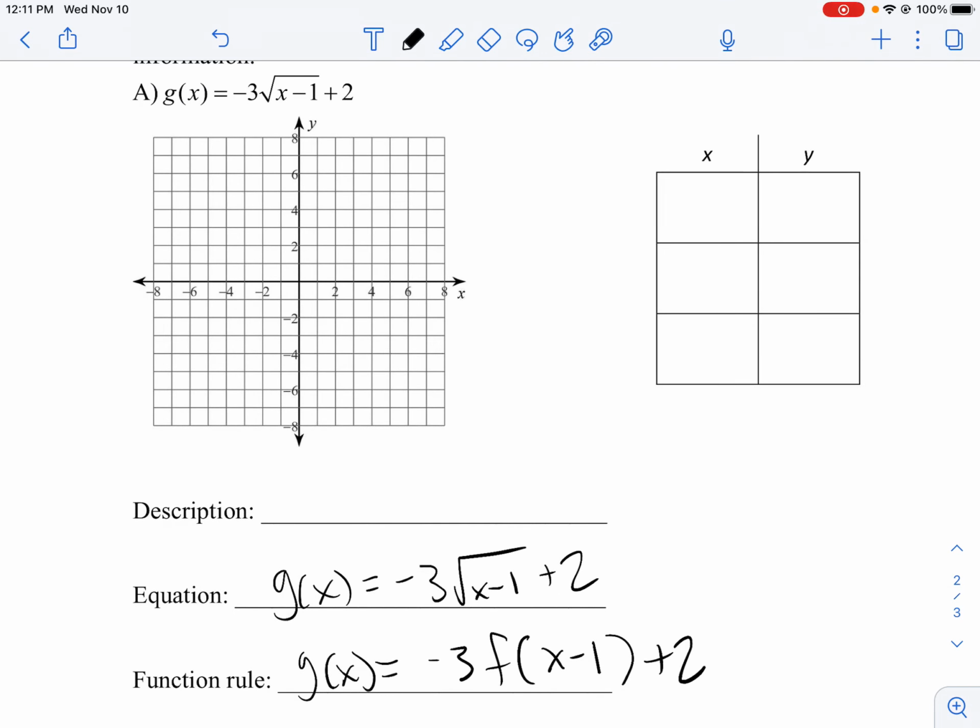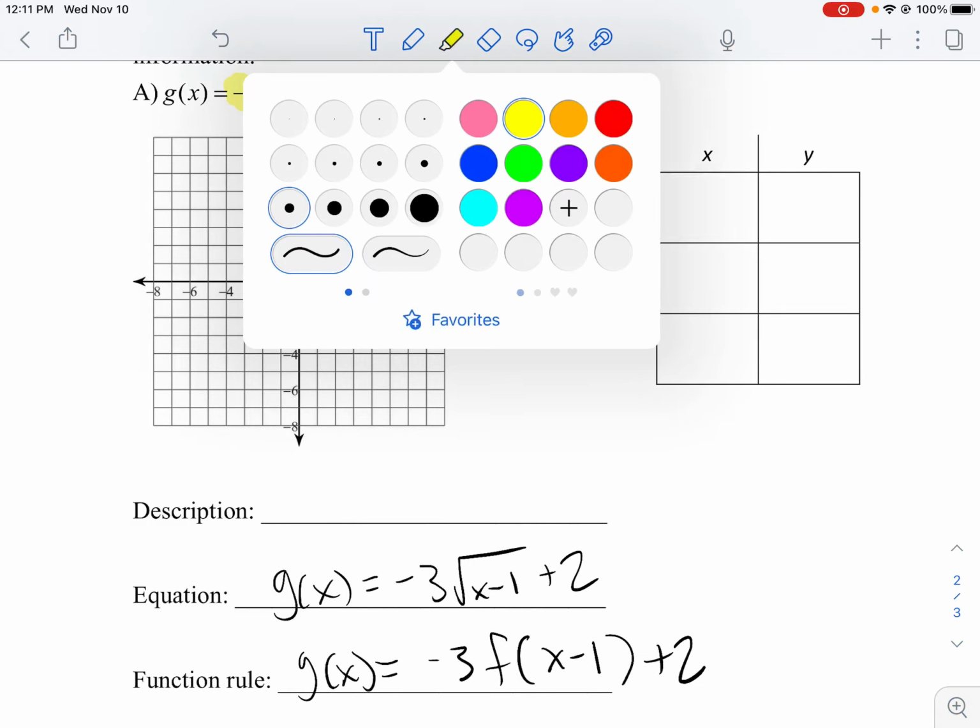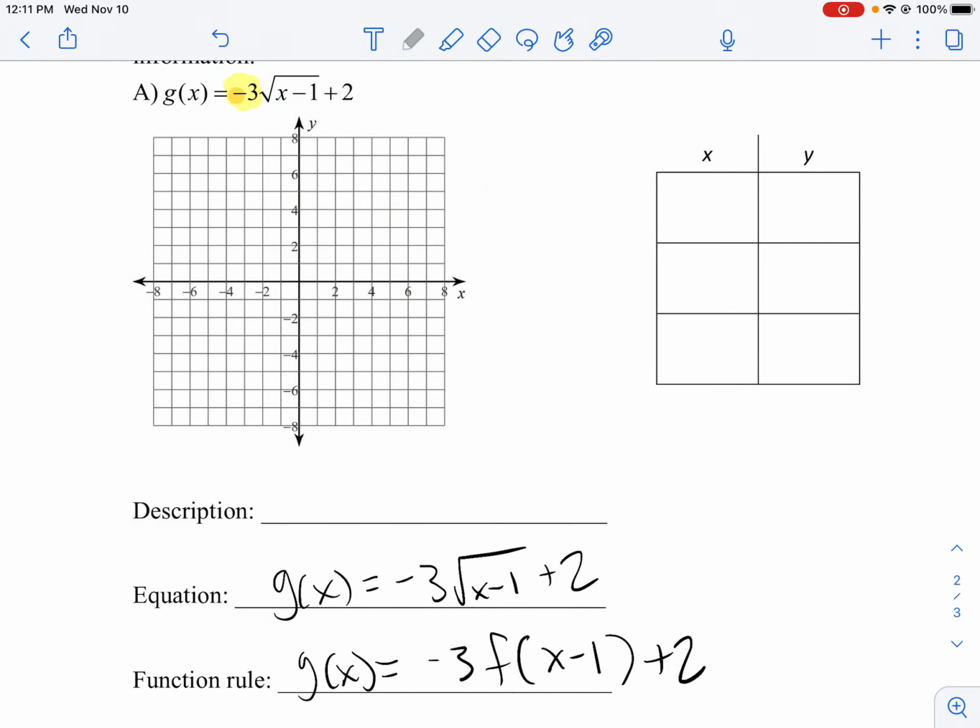Let's write the description. I'm going to start going left to right. We see this negative 3. Remember, the negative alone is its own transformation. So first let's write the 3. It's outside of the square root, so it is vertical. I'm just going to do v for vertical.